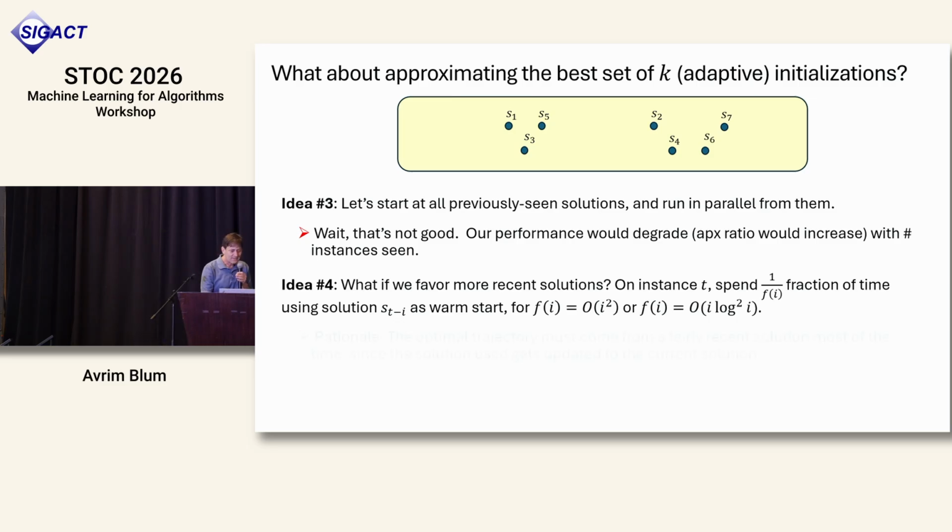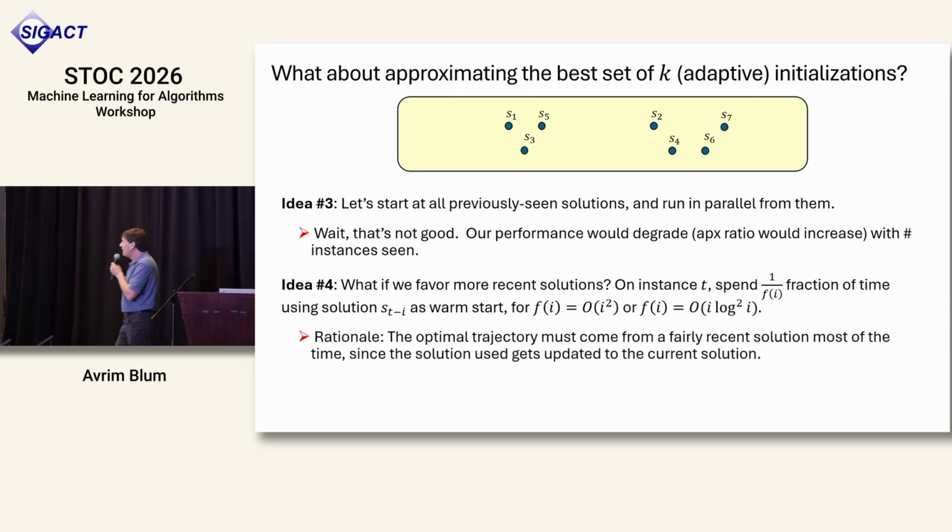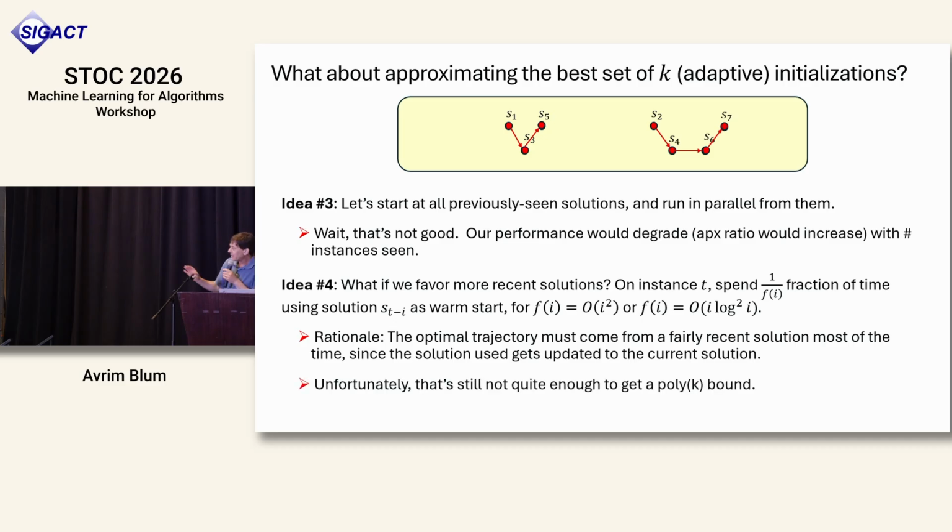And this makes sense because if you look at the optimal trajectory, it doesn't always have to come from a recent instance, but most of the time it should come from a recent instance. Because if you use an old instance to solve a new one, then you've moved an old one to a new one and now it's become new, right? So it gets updated to the current solution. So most of the time you're using pretty recent ones. Unfortunately, this doesn't actually work. It's not quite enough to get a polynomial in K bound.